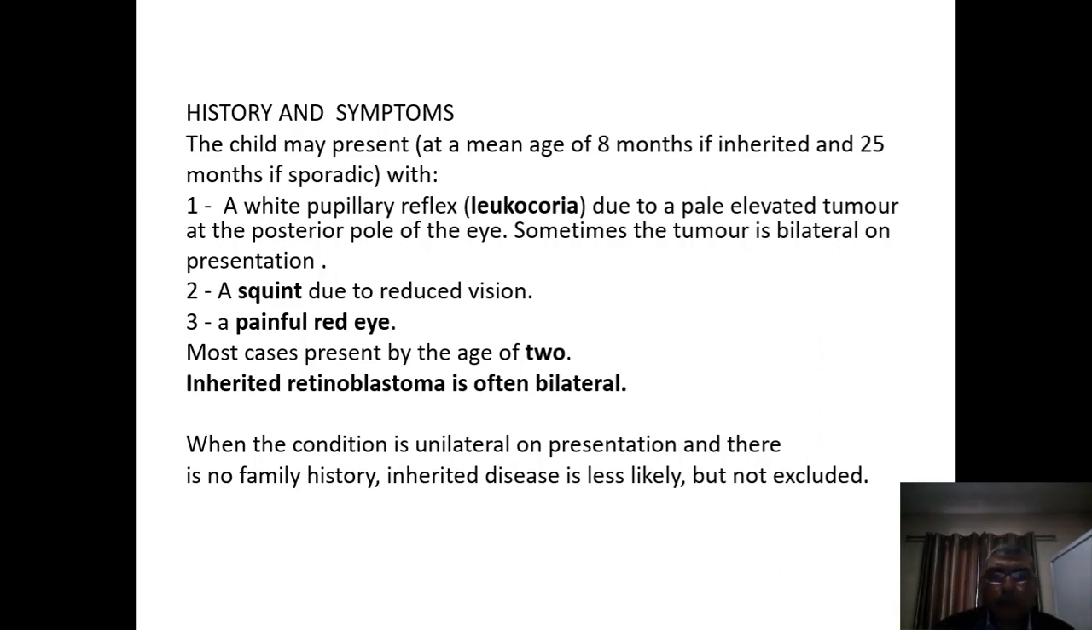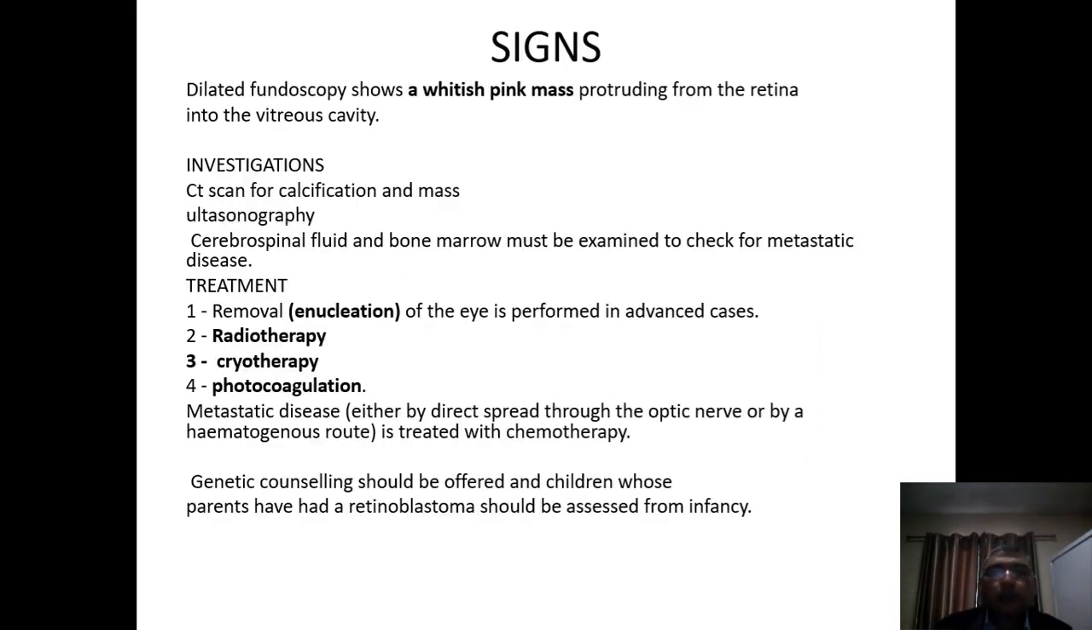So unilateral condition is less likely to be inherited, but not excluded. Signs: we will see a whitish pink mass during fundus examination, filling the vitreous cavity and infiltrating the retina. We can do investigations in the form of CT scan to detect the mass and calcification. We can do ultrasonography detecting the mass and calcification. CSF fluid examination and bone marrow examination also can be done.